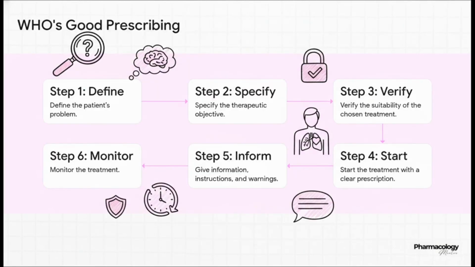And here's a structured way to apply all of this. The World Health Organization actually lays out this 6-step process. It's just a logical journey, right? First, you figure out the patient's problem. Then, you decide what you want the treatment to achieve. Step 3 is so important. You make sure this specific treatment is right for this specific person. Only then do you write the prescription, give clear instructions, and finally, and this part is key, you monitor how it's going to make sure it's working and it's safe.